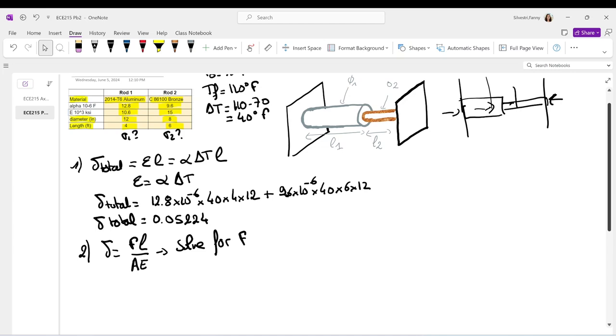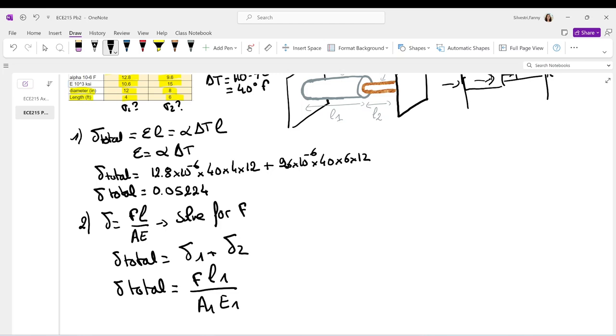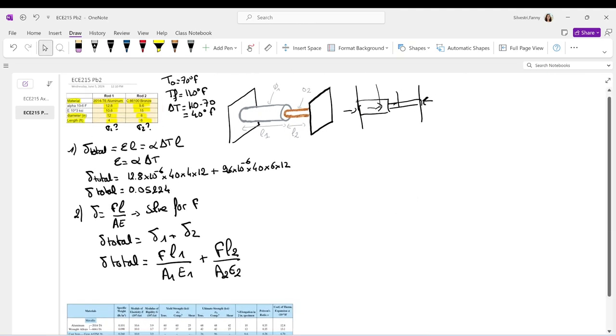So what do we know? We know that the delta total, and we know this value, equals delta 1 plus delta 2. So we will find the elongations of each rod with the formula of the force. So delta total equals the force times the length L1 divided by the area A1 times the modulus E1, plus the force times L2 divided by the area A2 and the modulus E2. Again, what we need to be very careful about is the units.